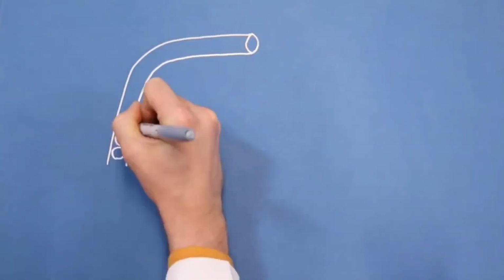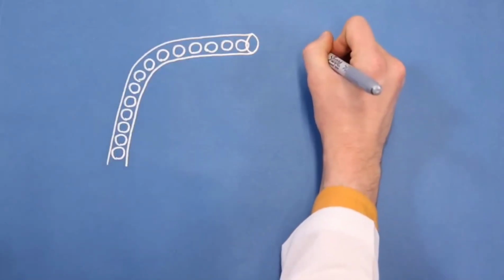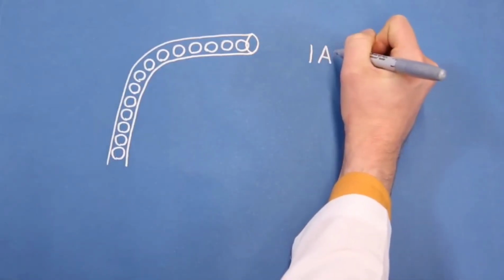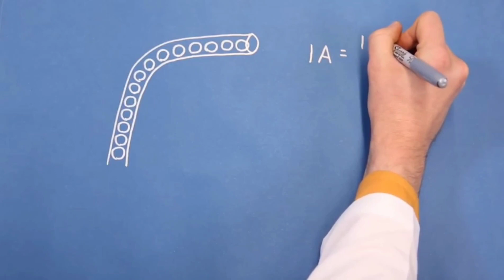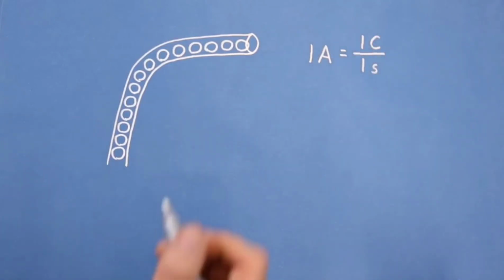What we just showed was electric current, which is a flow of electric charge. In most circuits, this is accomplished by moving electrons. The unit for measuring current is the ampere, which is often abbreviated as amps and written with a capital A. 1 ampere is defined as 1 coulomb of charge moving past a point per second.